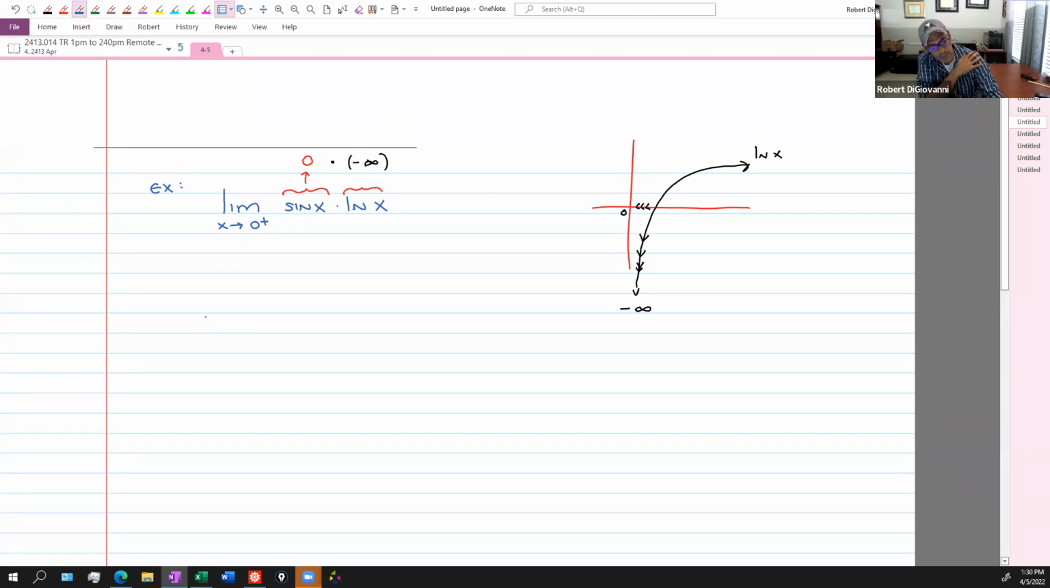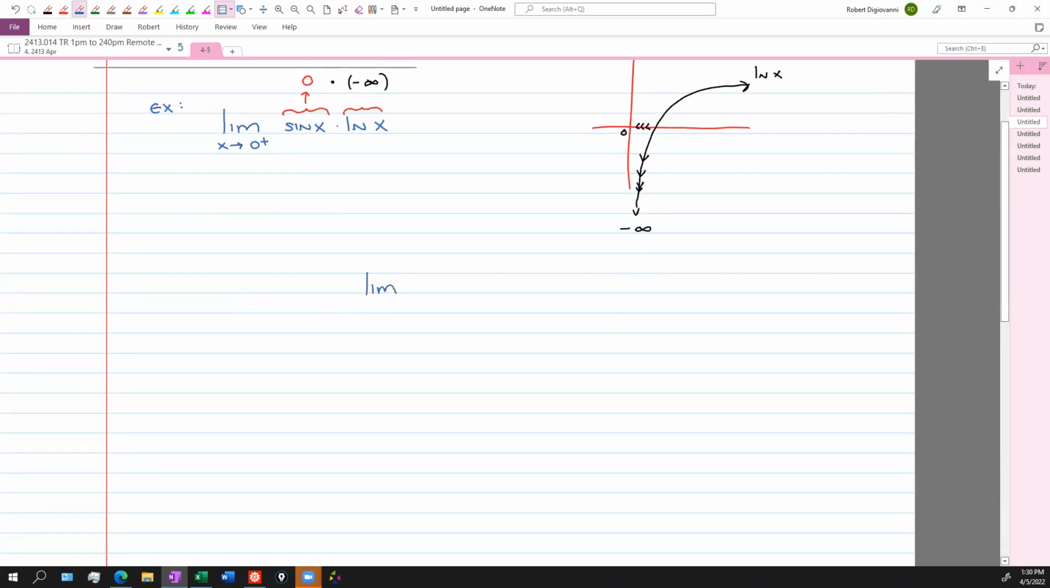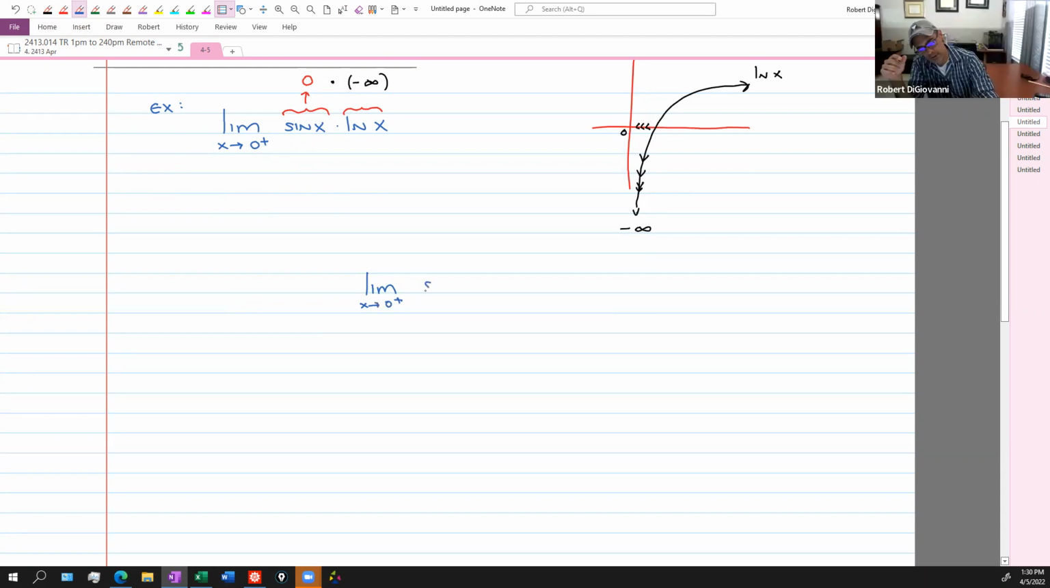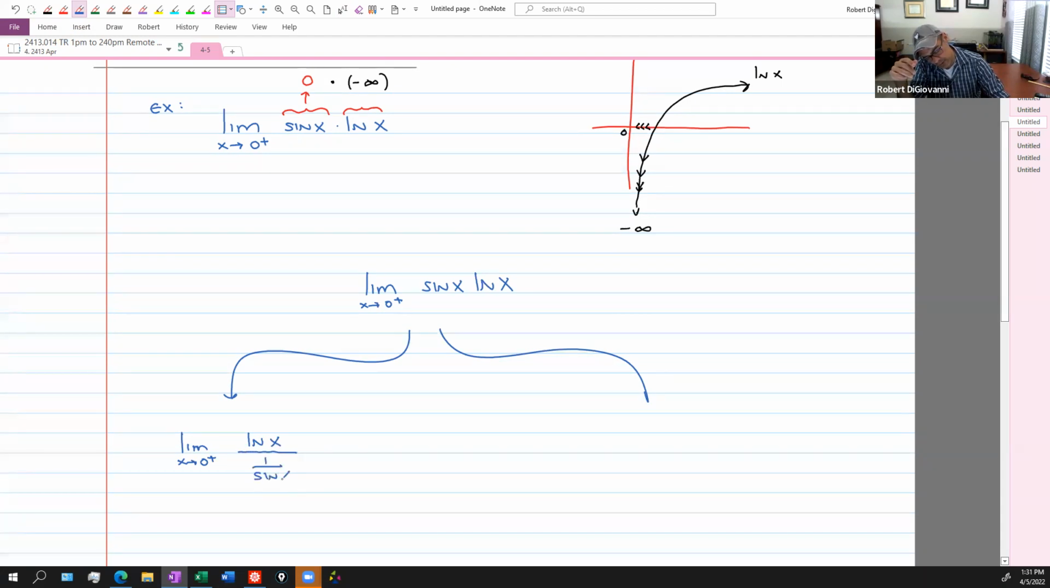Do I want to look at the 2 options again? Was that helpful to see them both and just kind of eliminate the one you don't want to do? Yes, please. Okay, let me do that. My two options would be: I could drop the sine, so it looks like this, natural log of x over 1 over sine x. And then the other one would be limit as x goes to 0 from the right. I can leave the sine on top and then do 1 over the natural log of x, like that.